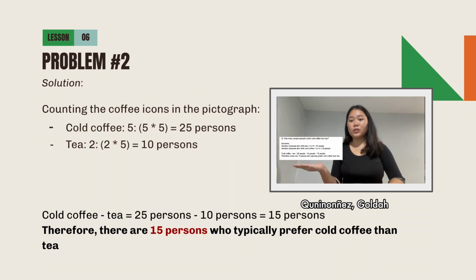The solution: the number of people who drink tea is equal to 2 times 5, equals 10 people. The number of people who drink cold coffee is 5 times 5, equals 25 people. So cold coffee minus tea is equal to 25 people minus 10 people, equals 15 people. Therefore, there are 15 more people who typically prefer cold coffee than tea.